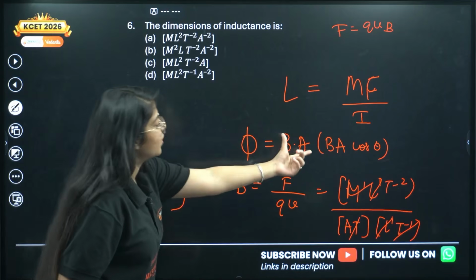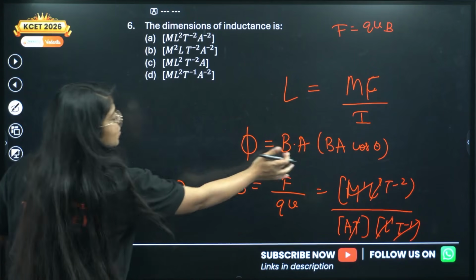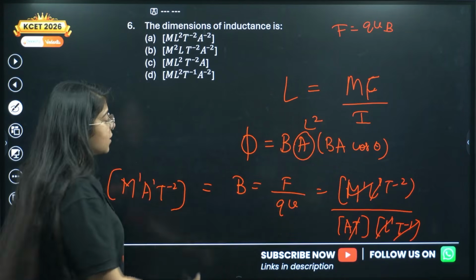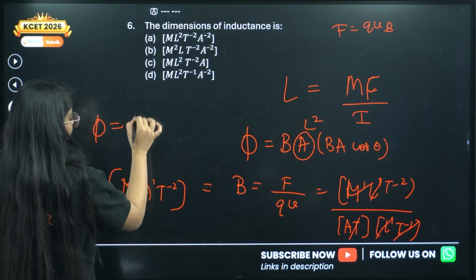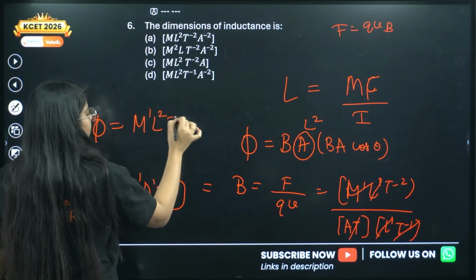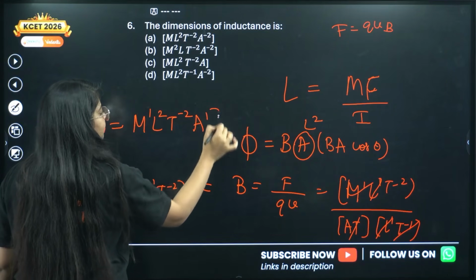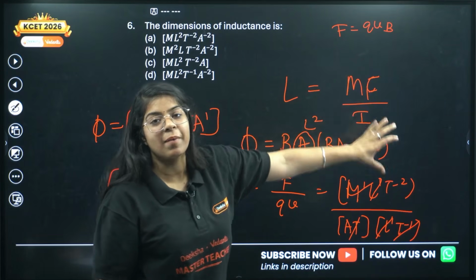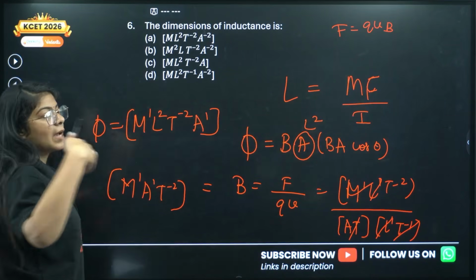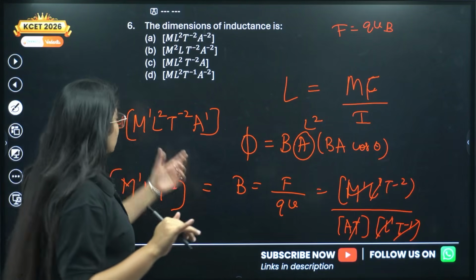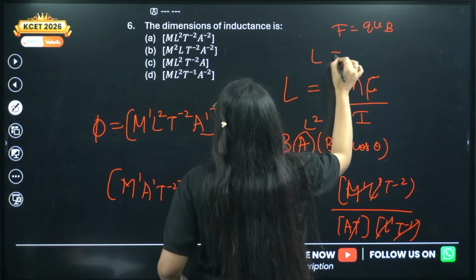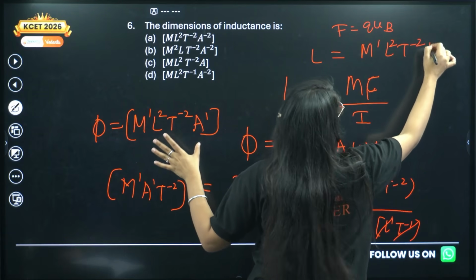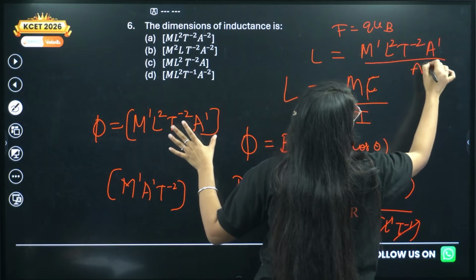We'll put this dimension here, that is B into A. Dimensions of A is area, that is L square, correct? So dimensions of phi will be what? M1 L2 T minus 2 A minus 1, correct? And for inductance, this is magnetic flux divided by current, and for current the dimensions are simply A. So inductance will be equal to M1 L2 T minus 2 A minus 1 divided by A1.